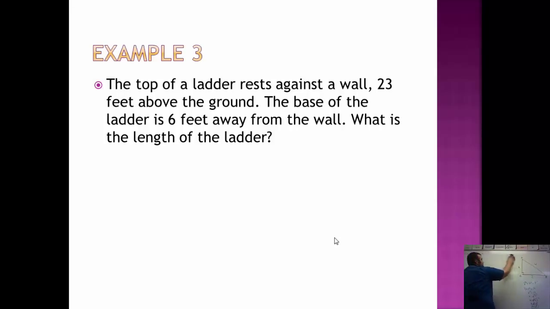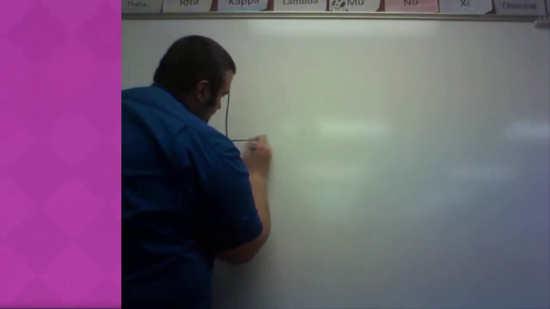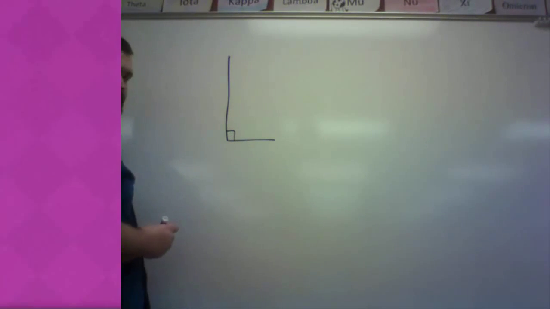So what I have to do is, first of all, draw myself a picture. If I don't draw a picture, it's going to be tough on me, because I'm a visual guy. I need to see what's going on. Well, if it's a wall, it's straight up and down. If it's along the ground, it's straight along the ground. I imagine that's a right angle there.